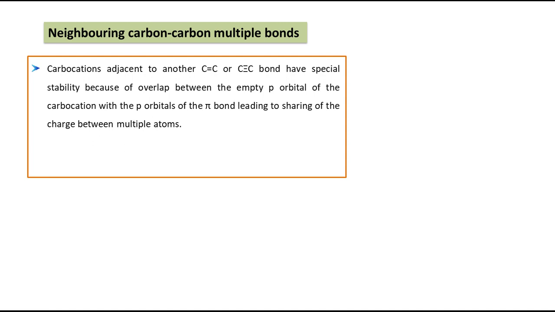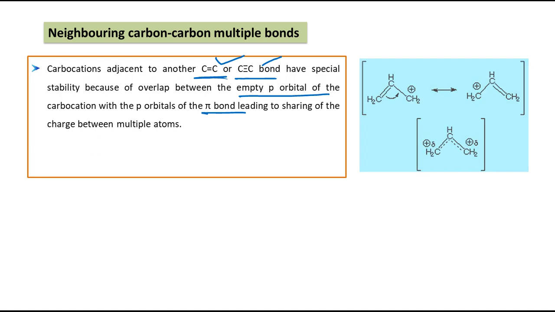Come to the second point, which is neighboring C-C multiple bond. Carbocations adjacent to any C-C double bond or triple bond have a special type of stability. It is because of the overlap between the empty p orbital of the carbocation, because we know there is an empty p orbital, remember the structure of carbocation, and the p orbital of these multiple bonds, that is the pi bond. So these two p orbitals interact, and this pi electron density is donated to the empty p orbital.